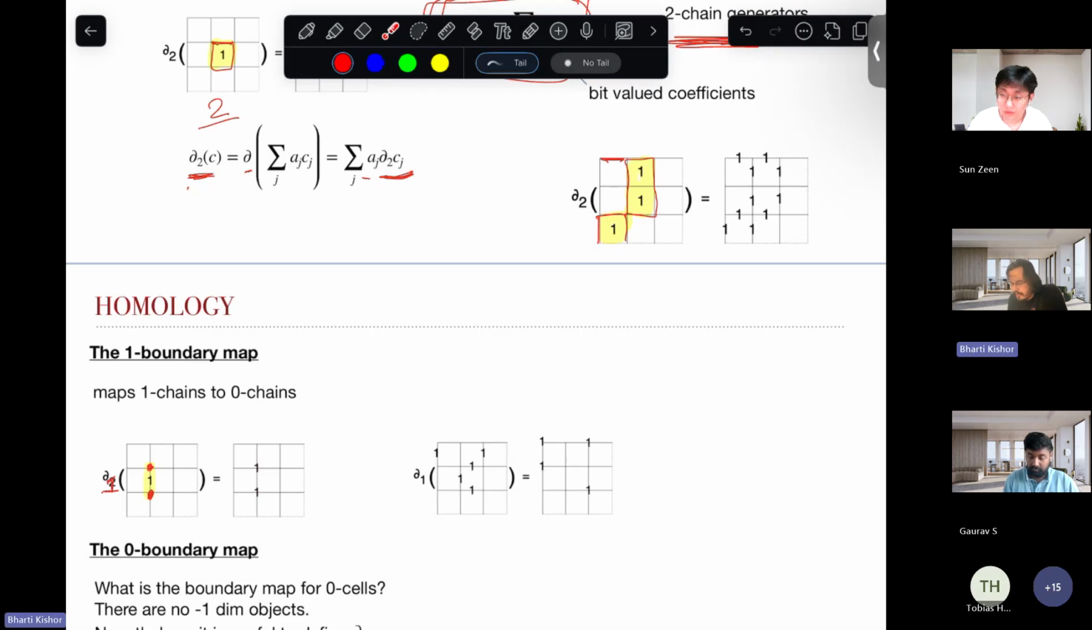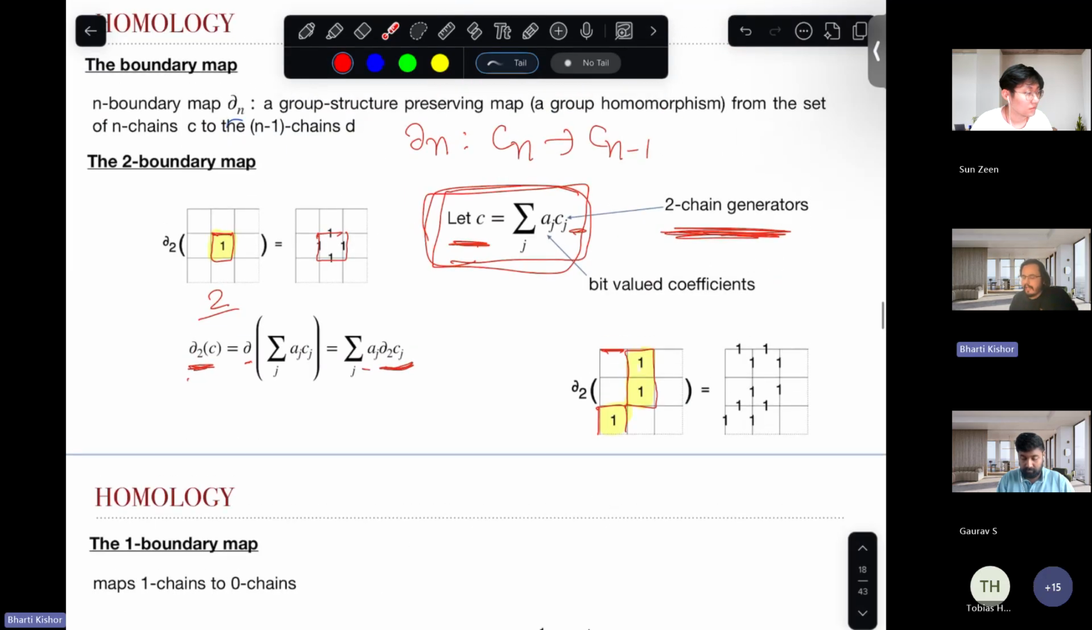Similarly, you can calculate what is the boundary of this object. So this object again is like you have a string here, and then you have a string here. What is its boundary? Its boundary is here, here, and then here, and then here. And you see that that's what we get. I hope that makes sense. So in general, you are taking an n chain and you are mapping it to an n minus 1 chain.